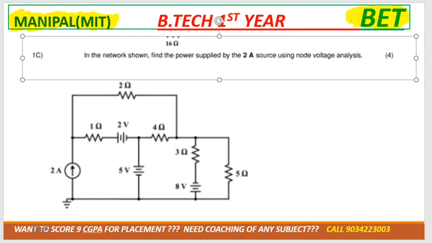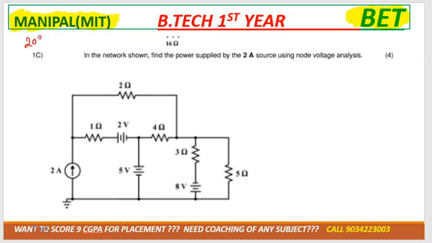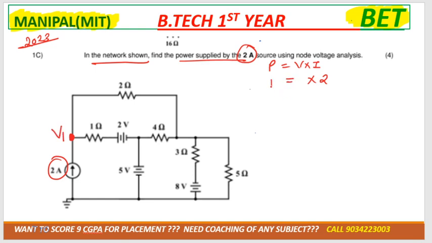देखो ये तुम्हारा 2023 में आया हुआ है ये वाला क्वेश्चन. इन्होंने क्या पूछा हुआ है, In the network shown, find the power supplied by 2 ampere. तो पावर का हमारे पास क्या फॉर्मूला होता है, V इंटू I, इन्होंने दे दिया 2 एम्पियर. अगर मुझे इसके अक्रॉस वोल्टेज पता लग जाए तो मेरे पास पावर आ जाएगी, then we'll have the power, right?